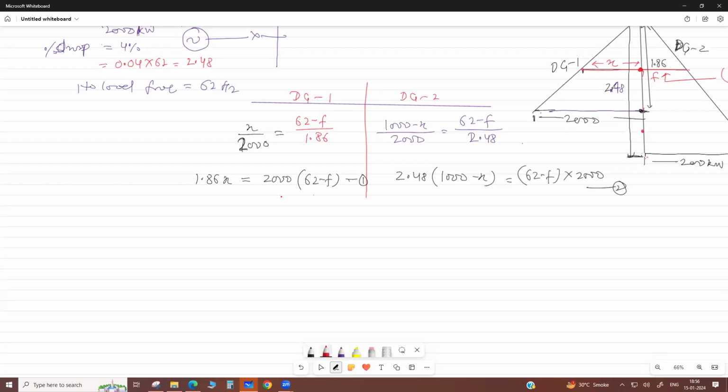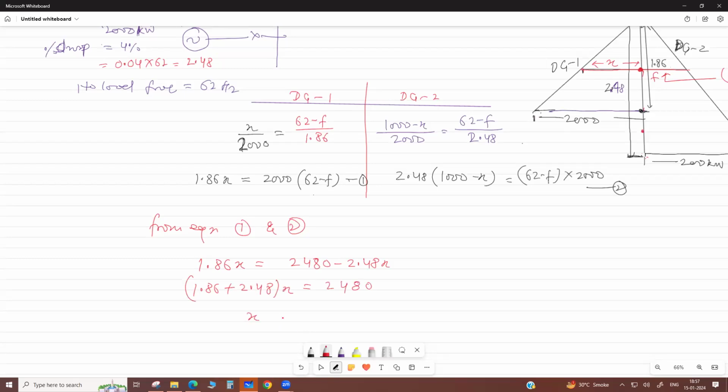Look, the left hand sides of these two are equal. Both are equal. It means from equation 1 and 2 you can now write 1.86x equals 2480 minus 2.48x. Then you take it together: 1.86 plus 2.48, x equals 2480.